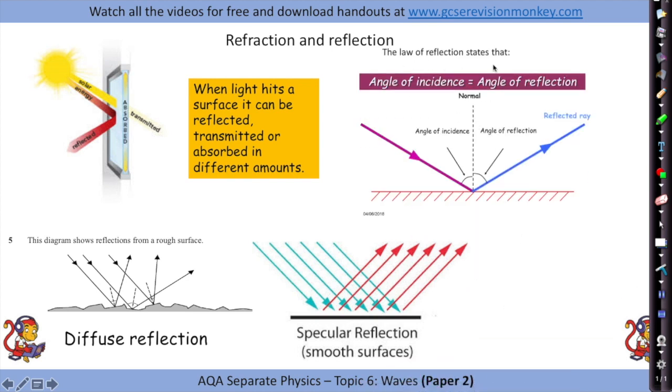Now, the law of reflection states that the angle of incidence equals the angle of reflection. So to start off with, we have to draw our imaginary line, our normal, and we draw that at 90 degrees to the surface. Our angle of incidence is between the incident ray, the ray coming in, and the normal, and our angle of reflection is between the normal and the reflected ray. Okay, so really important to remember to draw that normal, and that our angles are measured from that normal. Okay, so far so good.